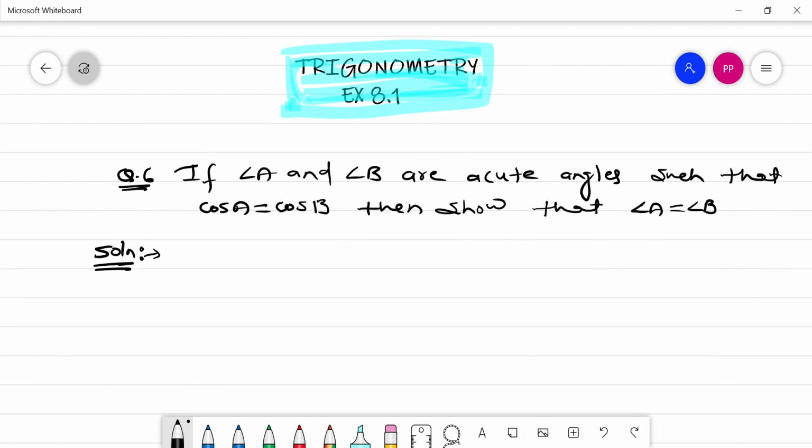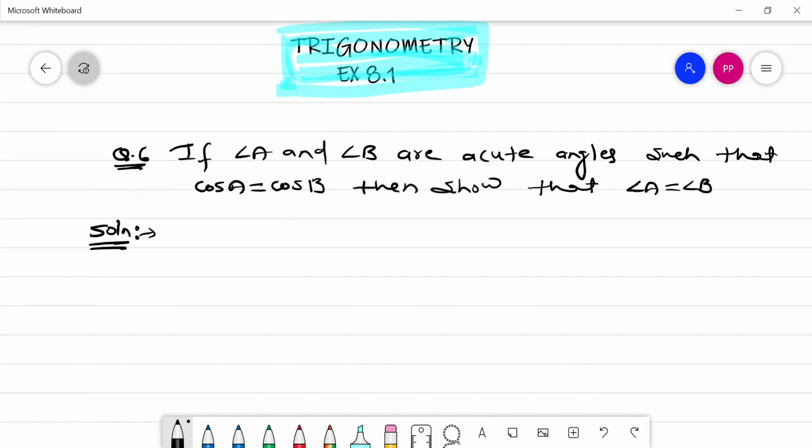What the question says: if angle A and angle B are acute angles such that cos A is equal to cos B, then show that angle A is equal to angle B. So friends, here it's given that cos A is equal to cos B. So first of all, we'll make two right angle triangles wherein acute angles are angle A and angle B.